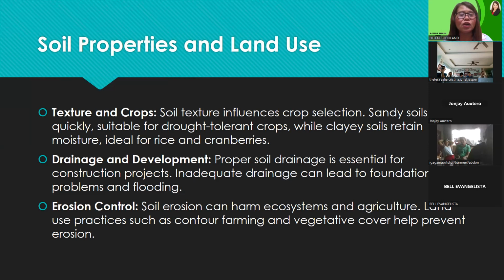O kapila na ibalik no. Kung saan klase sa soil, maka-influence kung saan mabuhi. Sandy soil drains quickly. Suitable for drought-tolerant crops. Katong mga dili dayon mamatay sa mag-init. No? So, atong itanom dito sa sandy soil. While clayey soils retain moisture. Ideal for rice and cranberries.